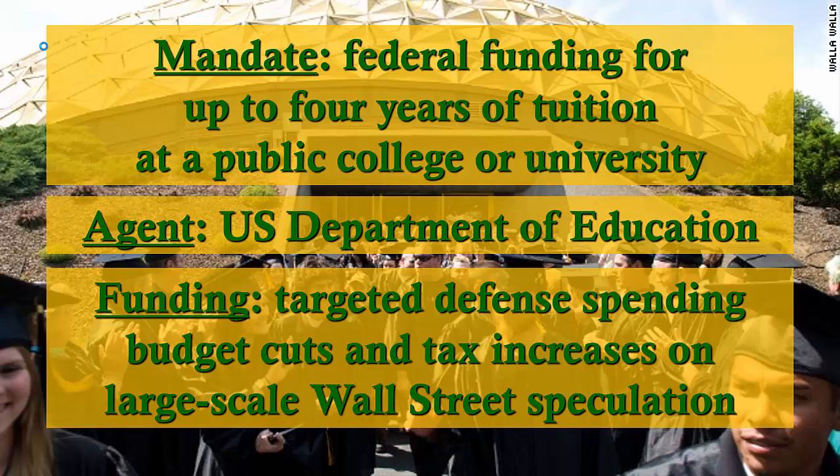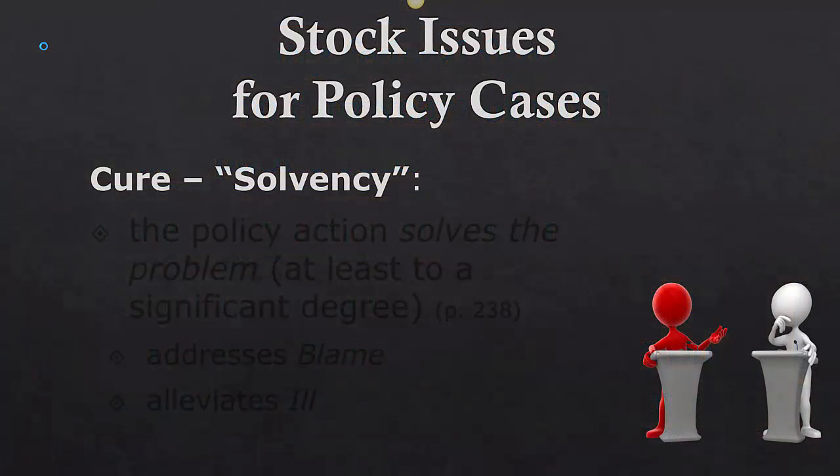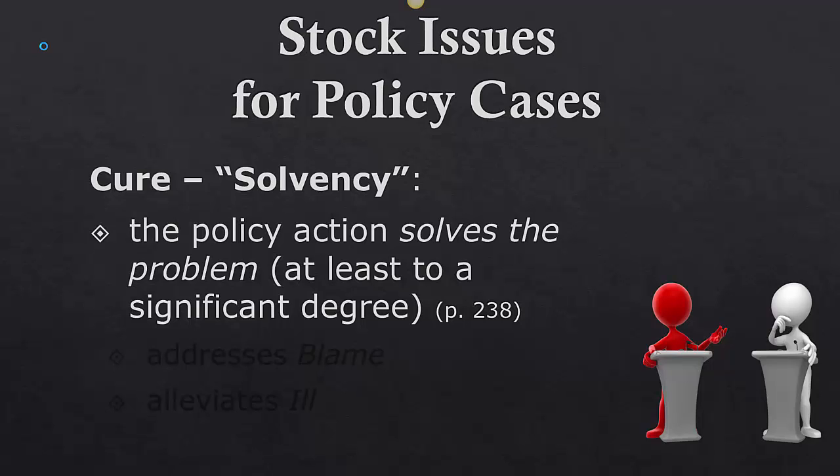So, this would be our plan of action, but it's not just enough to have the plan of action. The second area of cure that you must get at is what gets referred to awkwardly in debate theory as solvency. In other words, the policy action solves the problem, at least to a significant degree. Now, in order to be able to establish that your plan of action is going to solve the problem, we need to go back to our earlier stock issues. You have to establish that your plan is going to address the blame.